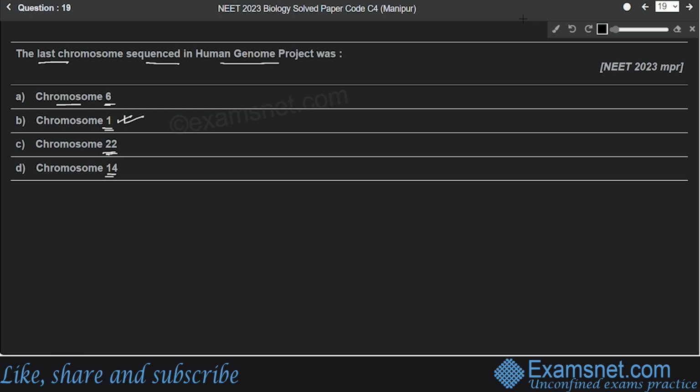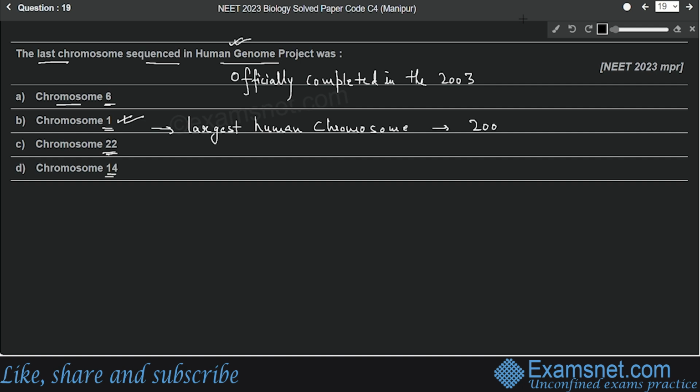We know that officially the Human Genome Project was completed in the year 2003. But the sequencing process for some parts of the genome continued even after that. And chromosome number 1, that is the largest human chromosome, was fully sequenced in the year 2006. It was May 2006 when this chromosome was finally sequenced. So option B will be the correct answer.